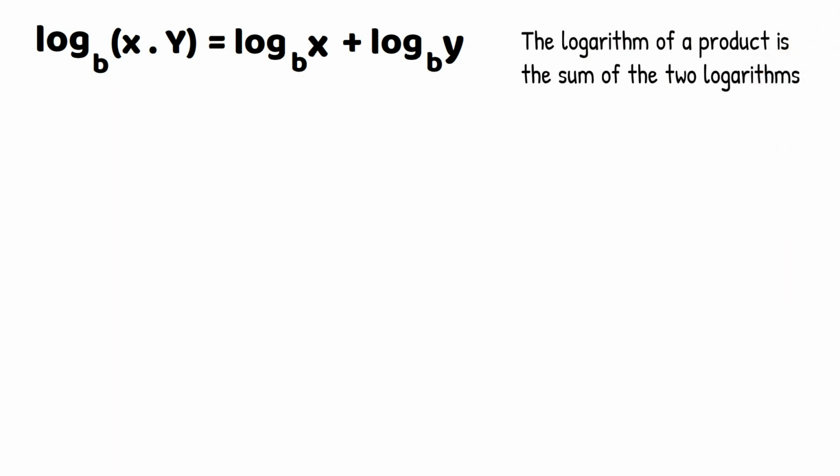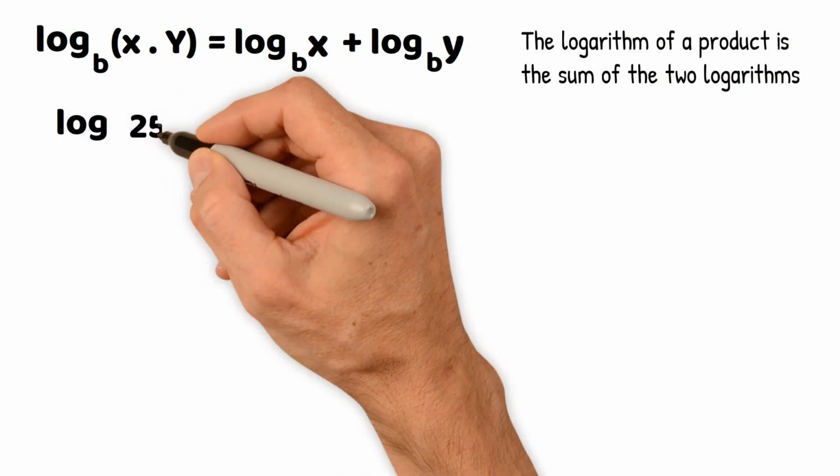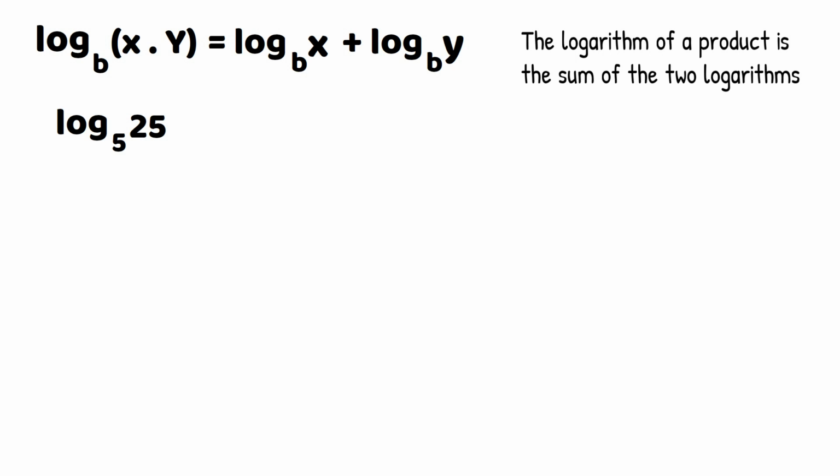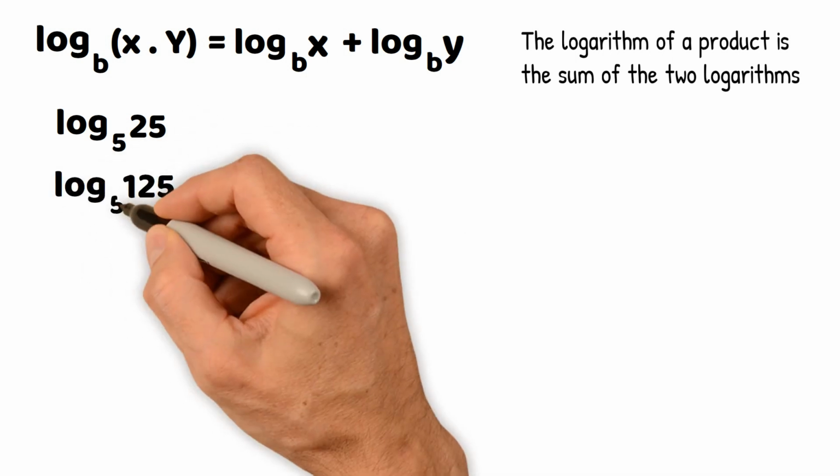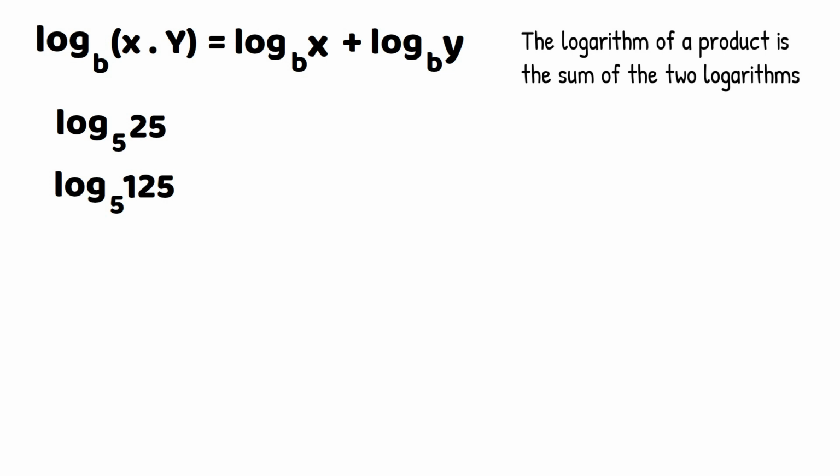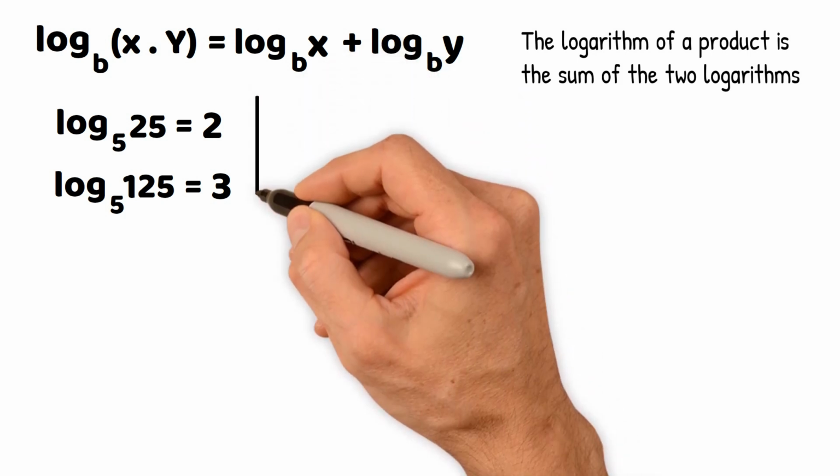For illustration, consider the log of 25 with a base of 5, and the log of 125, also with a base of 5. We know that the log of 25 with a base of 5 is 2, since 5 to the second power is 25. And we know that the log of 125 with a base of 5 is 3, since 5 to the third power is 125.